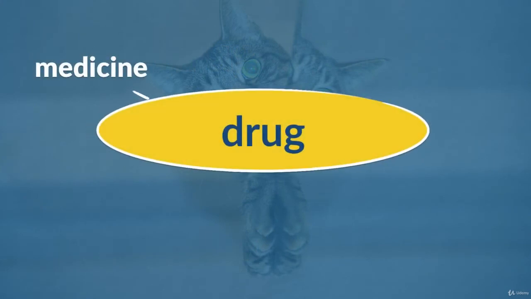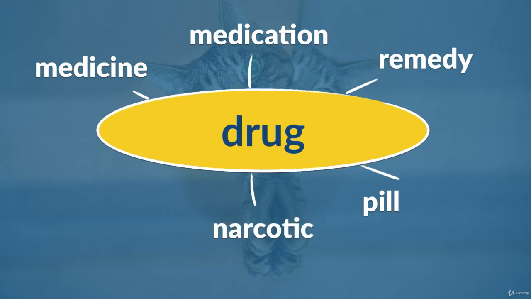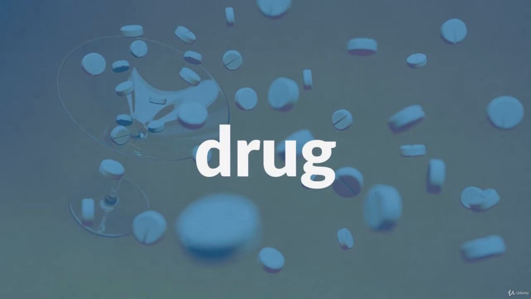Some synonyms for drug: medicine is the most common one. Medication, remedy, and pill. Now these are all synonyms when you're talking about drugs as a medical drug for treating a disease. But also the word drug can mean bad drugs, illegal drugs, drugs that give you a high, that make you feel good, but that you shouldn't take. Stimulants, for example. So there's narcotic and stimulant. So these are synonyms for when the drug is illegal. So there you are, drug.